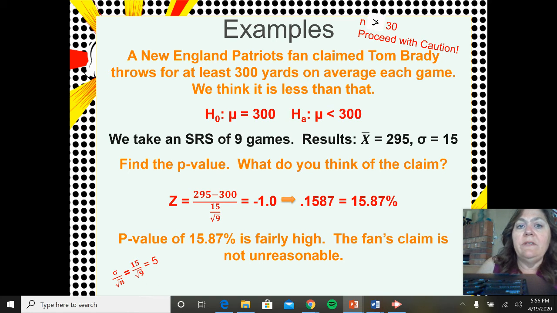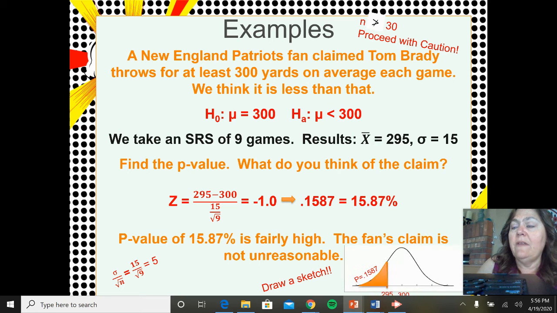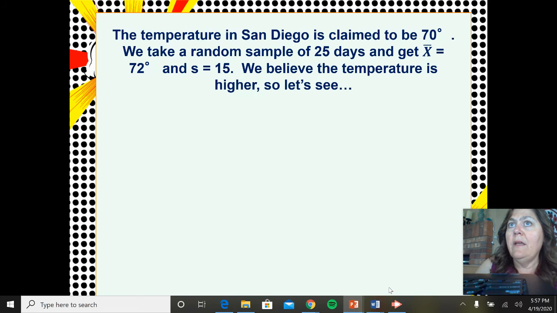By the way, you also need to figure out your sigma divided by square root of n so that on your sketch you can mark off every 5 standard deviations, okay? Because it says draw, you have to draw that sketch. The claim was the mean was 300. We got 295 in our sample, and we're going less than, so we shade to the left and show our p-value. Each standard deviation was 5, so we're only 1 standard deviation away. That's not too bad. That's why we did not get enough evidence. Okay. All right, another one.